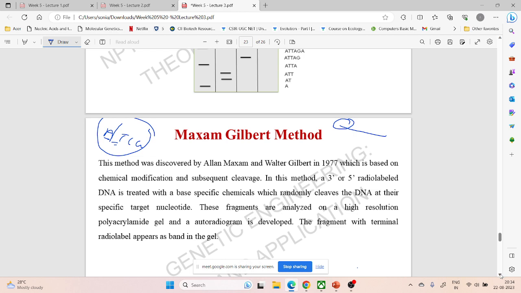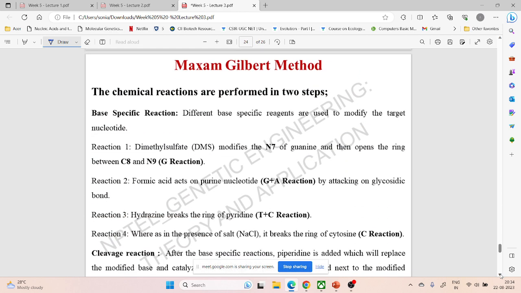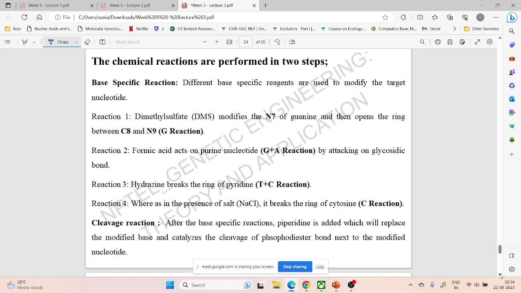So what is happening? Suppose this is my DNA, and this is the 5' end, and I have radio labeled it. In reaction 1, I am adding dimethyl sulfate. Now this dimethyl sulfate will modify G.